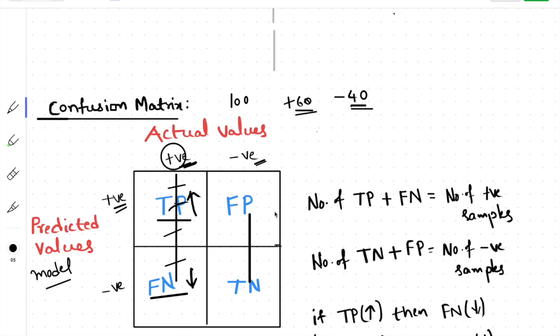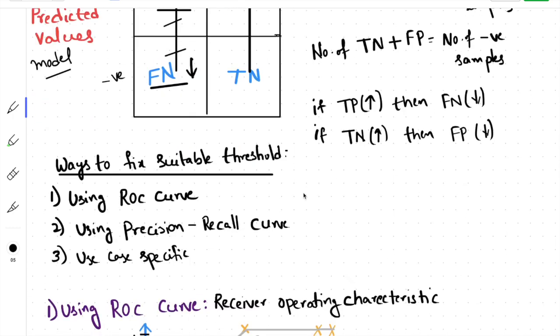So with this knowledge in mind, let us try to understand how we can fix the threshold when working with binary classification problems using algorithms like logistic regression. These are the popular techniques that we use for fixing the threshold. The first one is using the ROC curve. ROC means receiver operating characteristic curve, and we can use it to set the threshold.